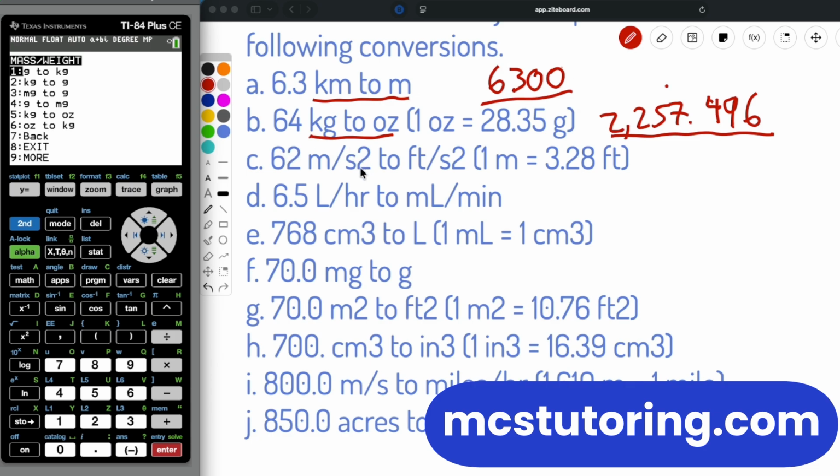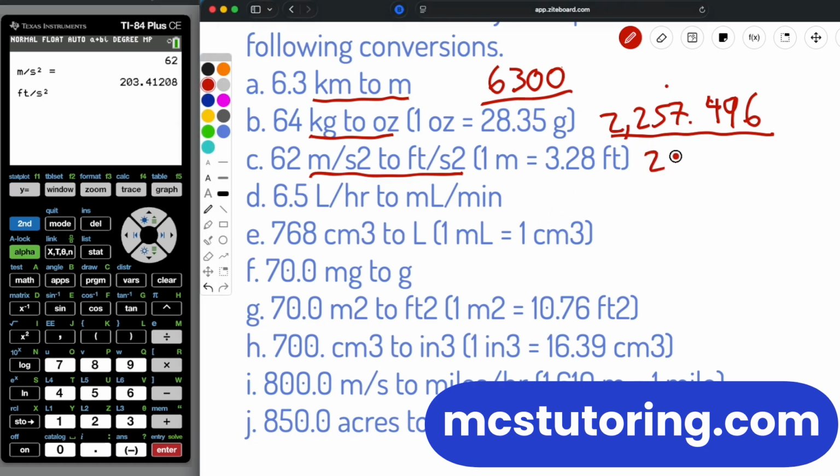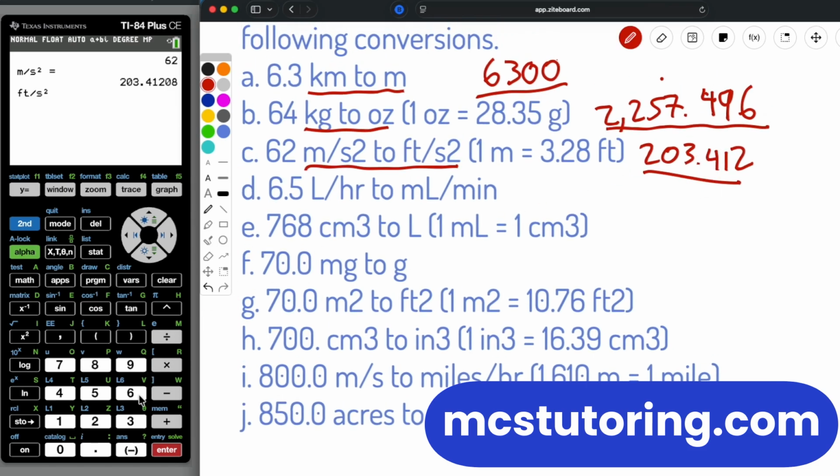We go on. This is meters per second squared to feet per second squared. Technically, it's an acceleration, but in this menu, it's going to be a speed or velocity. I know, forgive me if you're really into this. I know it's heresy here. So meters per second squared to feet per second squared, option 3. And then how many meters per second squared do we have? Looks like we have 62. So I'm going to enter 62, and then it looks like the answer is 203.412. Okay, good. We keep moving along here. It looks like everything's already in screen, so we're cool.